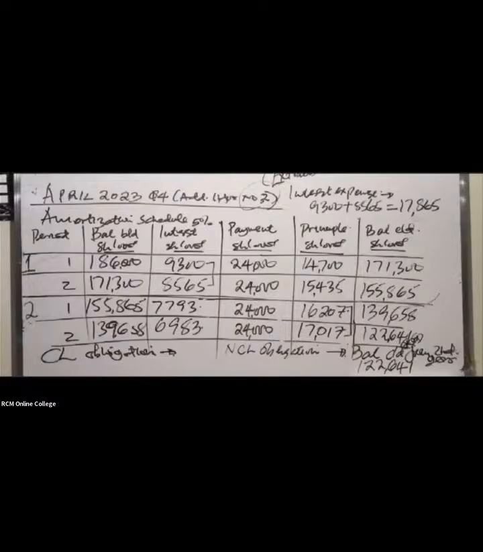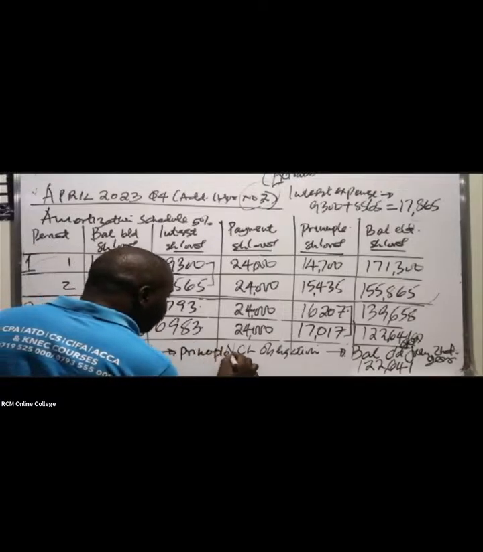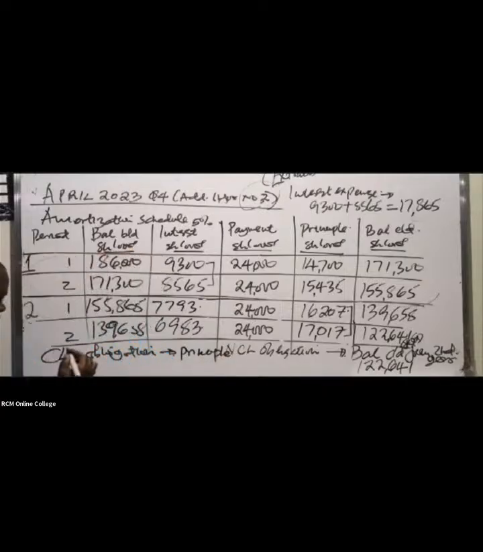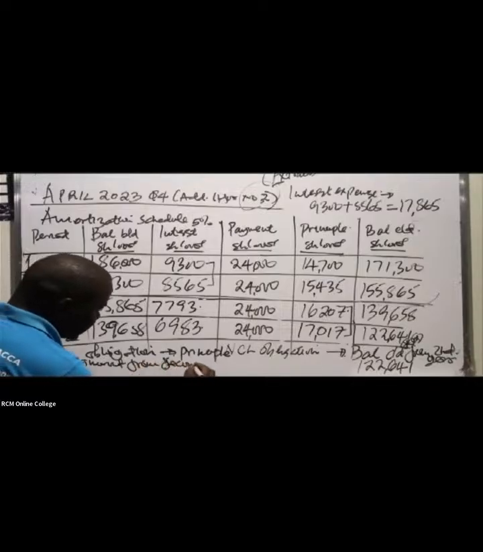The current liability obligation, you take what? You take the principal amount from the second year. So the more you say it, the more you remember it. The more you keep quiet, the more you keep on forgetting. You take the principal amount from the second year.